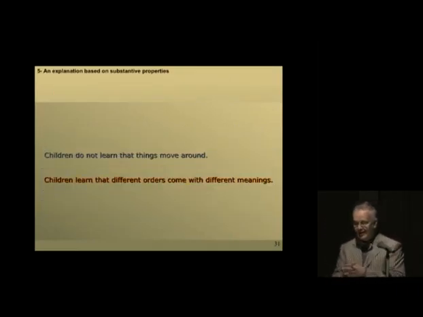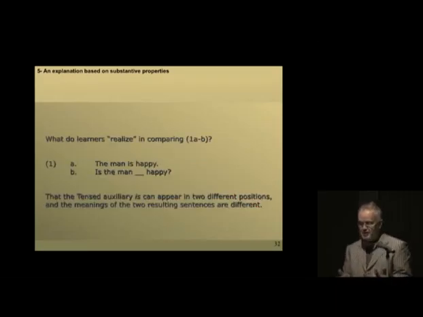Children do not learn that things move around. Children learn that different orders come with different meanings. Okay? So, what do children realize in comparing 1A and 1B? They realize that the tense auxiliary is, and this is for this specific example, tense in general, that is, can appear in two different positions, and that the meanings of the two resulting sentences are different.